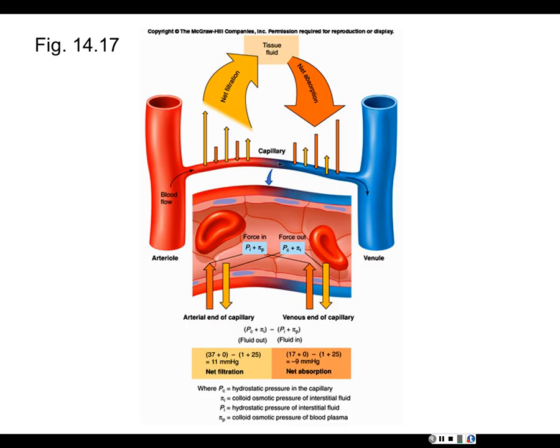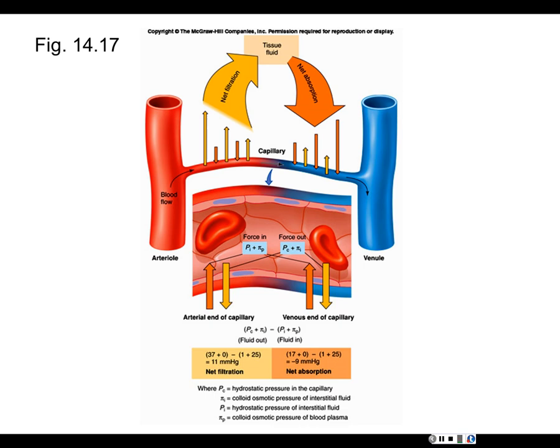Figure 14.17 illustrates this for you. As well, it quantitates it for you, and we're not going to quantitate it as long as you can handle it more or less. The fluid will move down its pressure gradient, and so the fluid will always move down its pressure gradient.